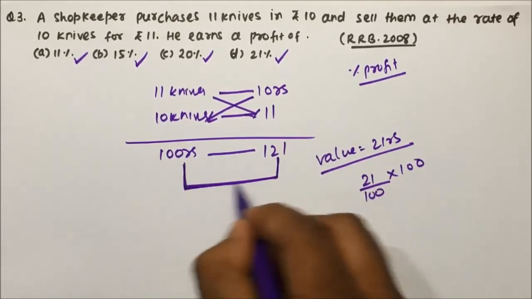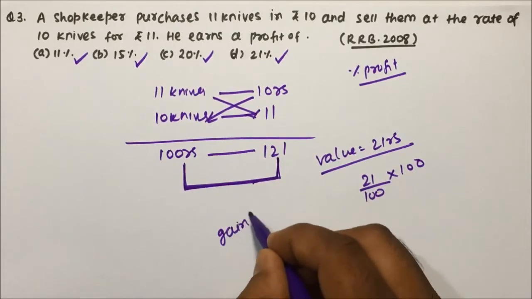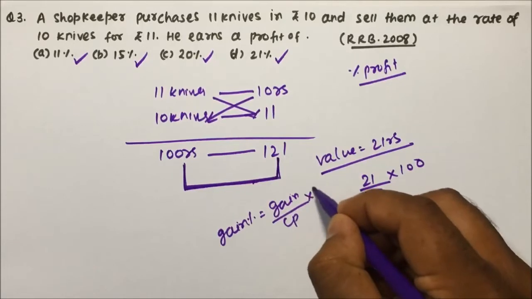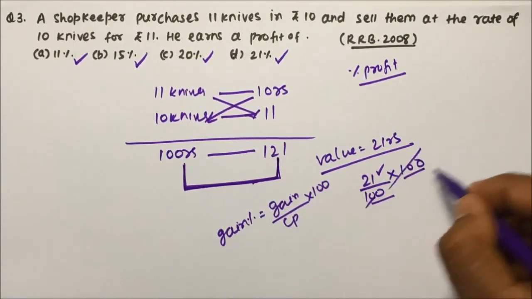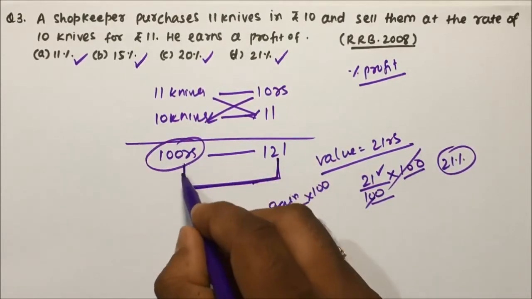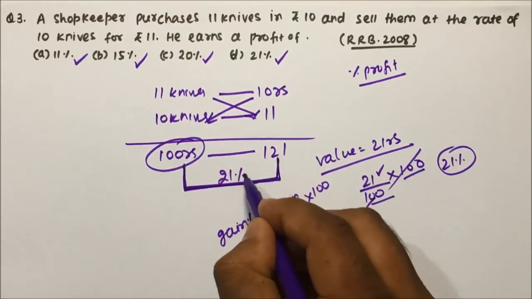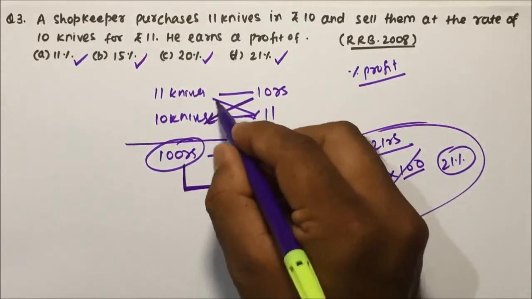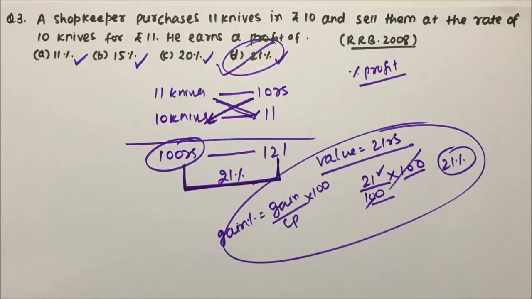See, the gain is 21 rupees. So if you have to calculate gain percentage or profit percentage, then it is gain divided by cost price into 100. So your gain is 21 rupees divided by cost price 100 into 100, so it will be 21%. But when the cost price is 100 rupees, then the percentage will be directly 21%. No need to calculate the gain percentage here. So by doing the cross multiplication, immediately you will be able to tell the answer. Option D will be the correct answer for this question.